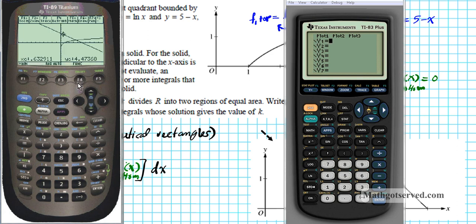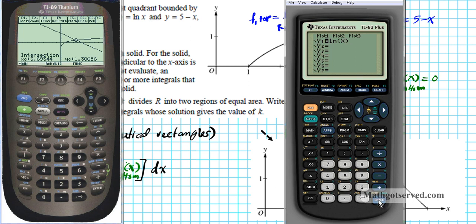Let's do that again. F5, intersection, first curve, second curve. Any point to the left of the point of intersection is your lower bound, so let's pick that point. And it asks for your upper bound. Any point to the right of that intersection will be your upper bound. Enter, and there goes your point of intersection. Okay? On your TI-83 or 84, let's do the same thing. For y, just enter the natural logarithm of x.